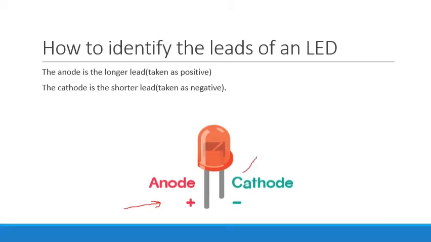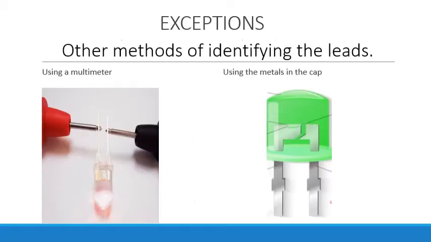So if you pick the LED in your kit, one lead is longer than the other. The longer lead is the anode, while the shorter lead is the cathode. You can also refer to the anode as positive and the cathode as negative. Okay, so now there are exceptions.